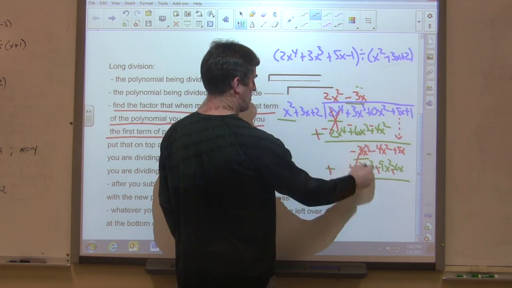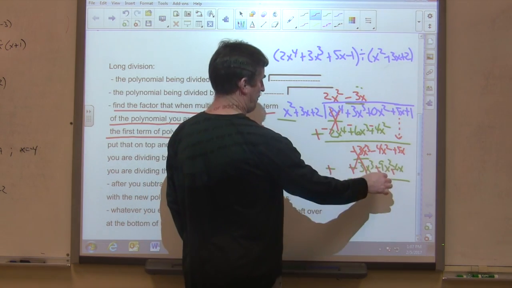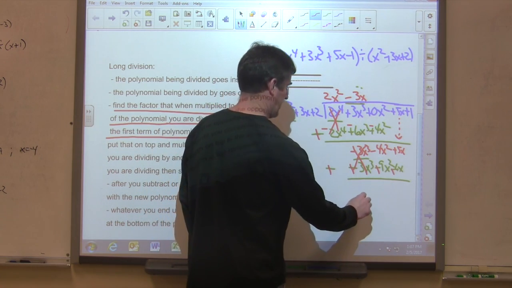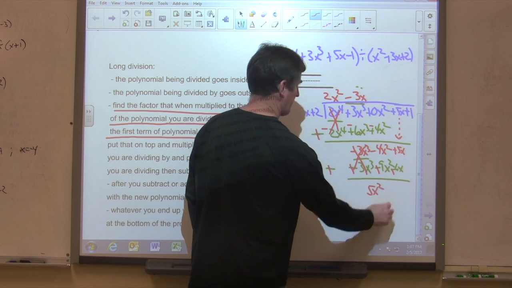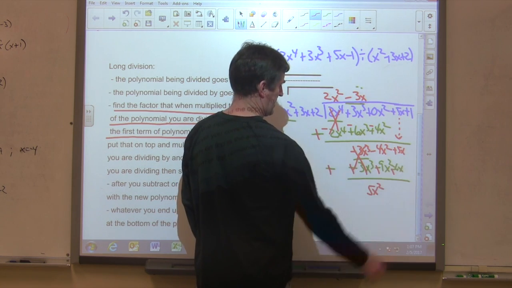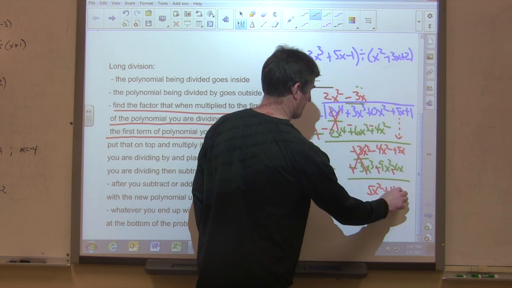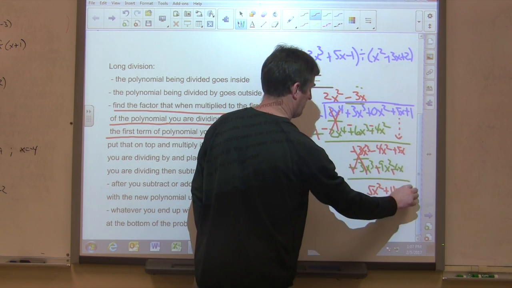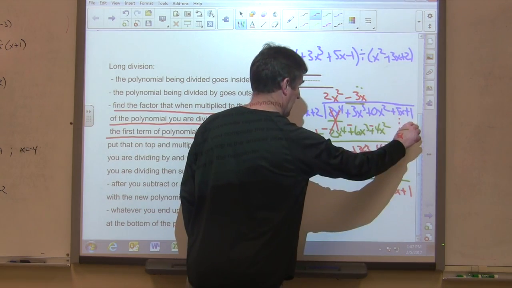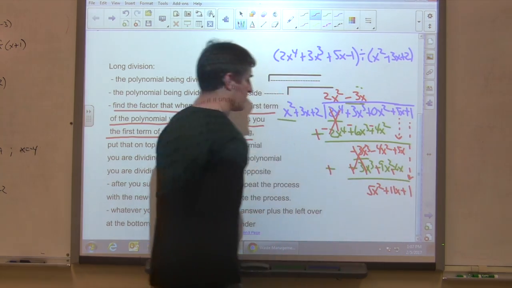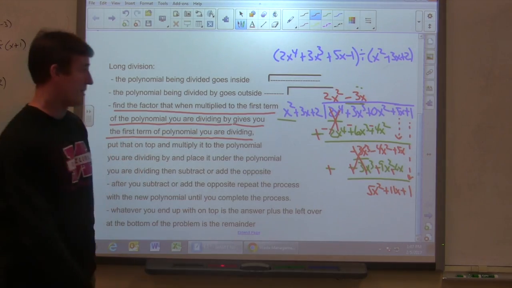So again, these will cancel. Negative 4x squared plus 9x squared is 5x squared. And 5x plus 6x is 11x. And then I bring down the 1. Okay, so again, I'm bringing down this next part. And we repeat the process again.